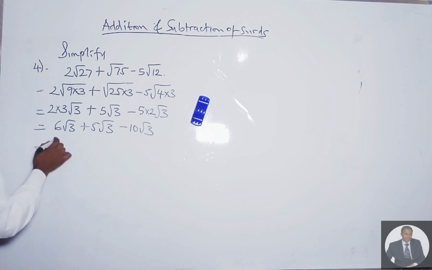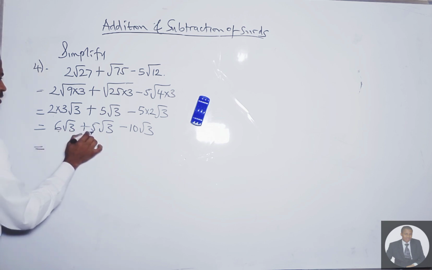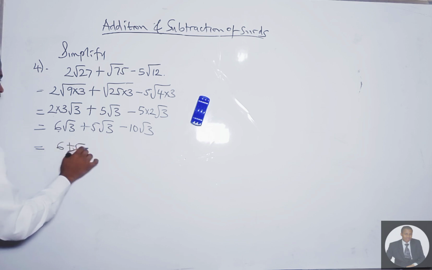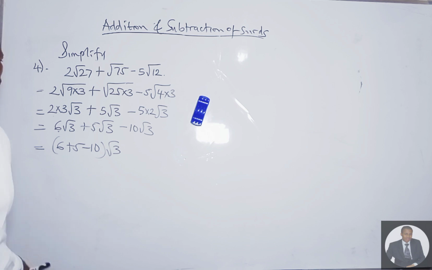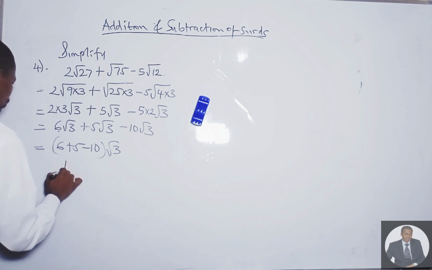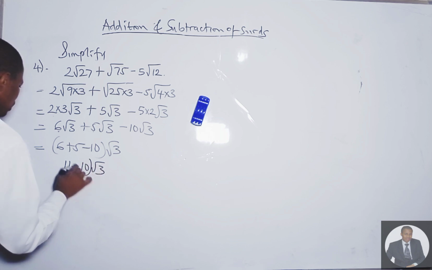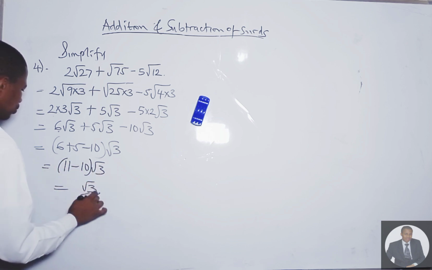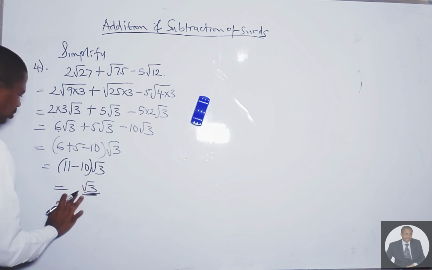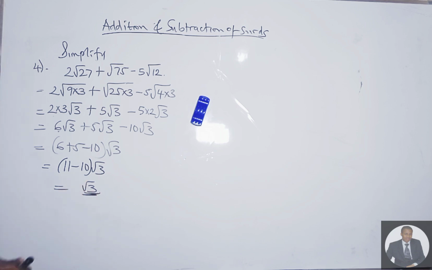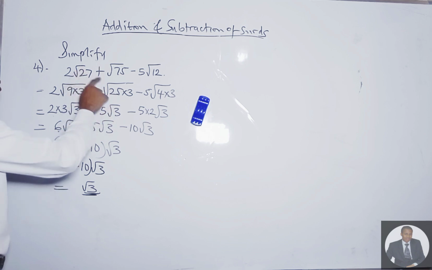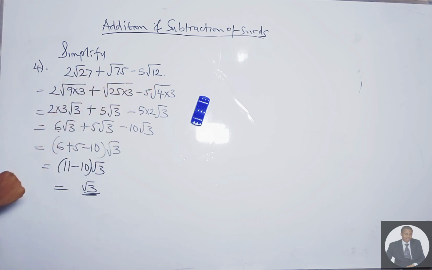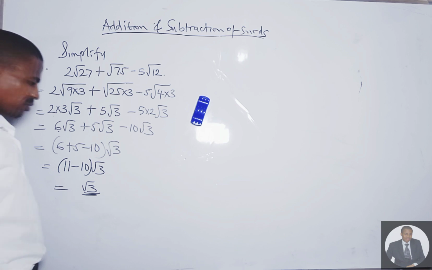So what do we have? We have 6 plus 5 minus 10, root 3. What does that give us? 6 plus 5 is 11. So we have 11 minus 10, root 3. So that gives us root 3. We do not write 1 root 3. Root 3 alone shows that it has a coefficient of 1. So this is our answer. We make sure that we simplify to a point that we have like roots, and then we get our final answer.